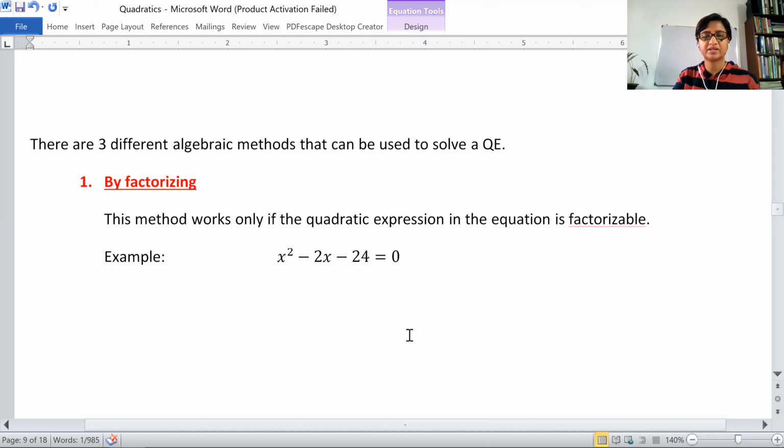So can you quickly solve this first equation?